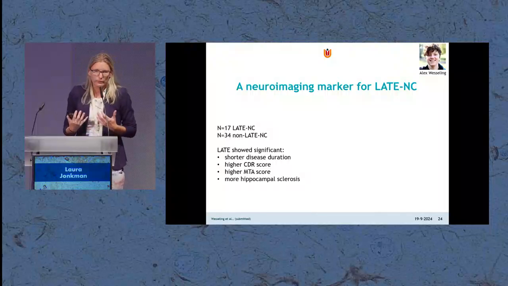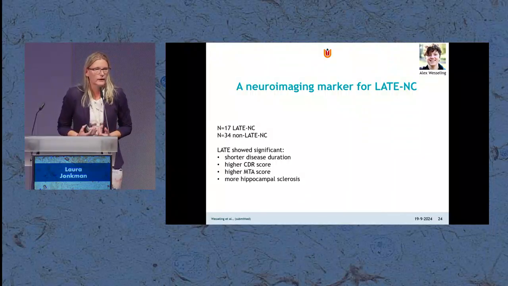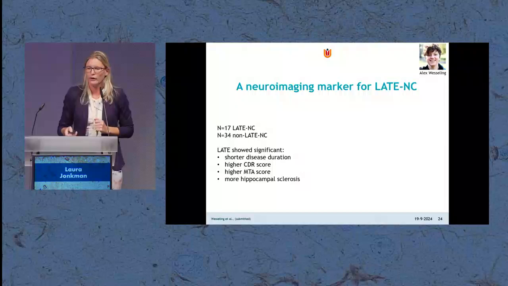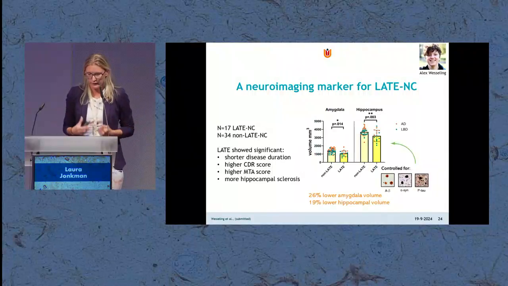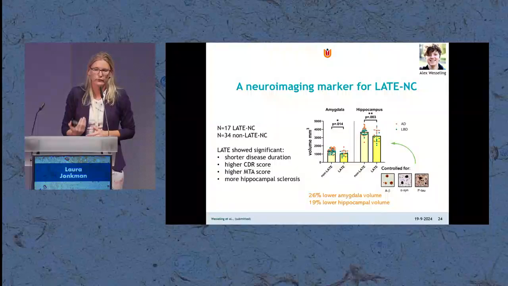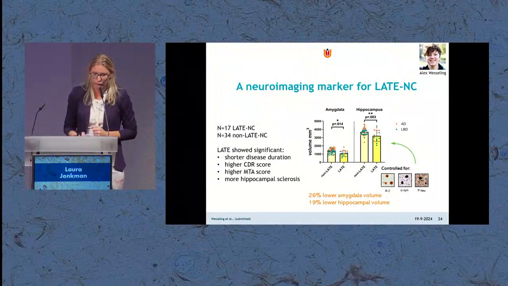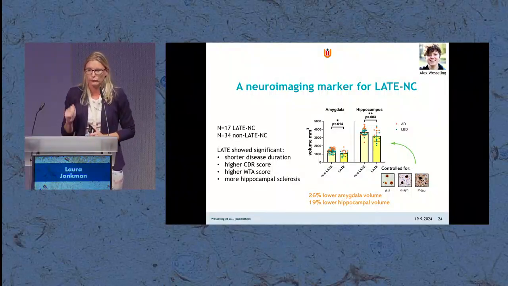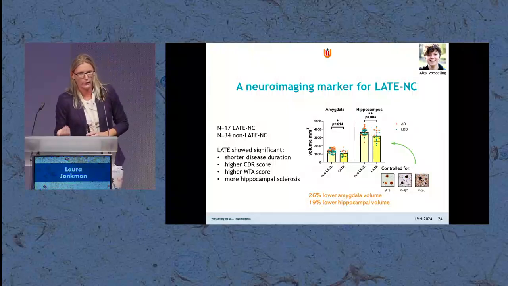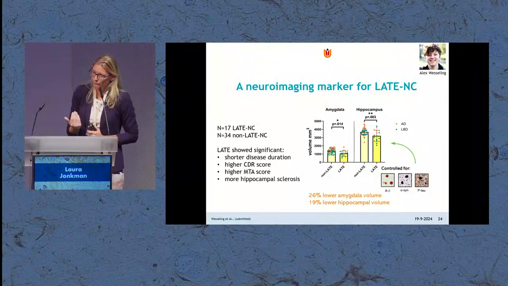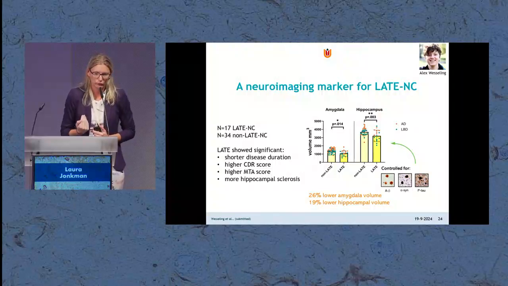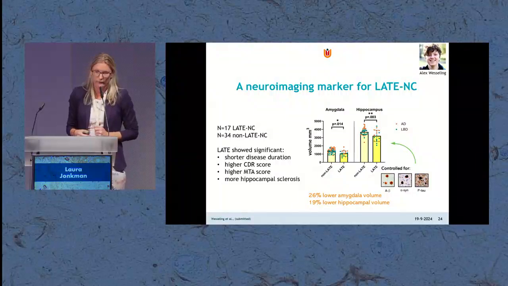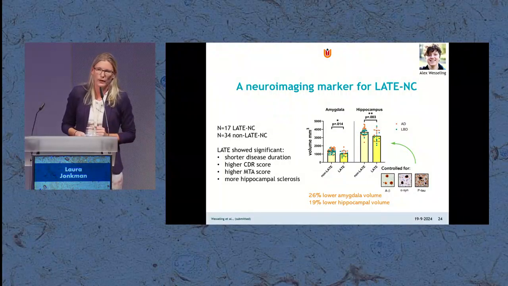So what we did, we compared the hippocampus and the amygdala volumes in these LATE versus non-LATE cases within neurodegenerative disease. So first we combined the whole cohort, and in the whole combined cohort we saw indeed lower amygdala and lower hippocampal volume. What's important here is that we controlled for the primary pathology, so controlling for amyloid, tau, and alpha-synuclein. So hopefully focusing only on LATE, we saw actually lower volumes in our cohort. About 26% of the amygdala and 19% of the hippocampus.